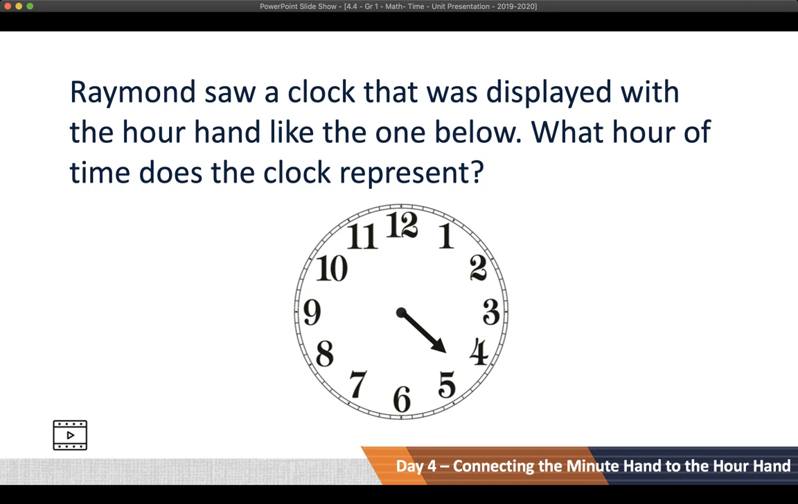Raymond saw a clock that was displayed with the hour hand like the one below. What hour of time does the clock represent? One thing you might have noticed is that the hour hand is halfway between the 4 and the 5, so you know that this is somewhere between 4 o'clock and 5 o'clock.